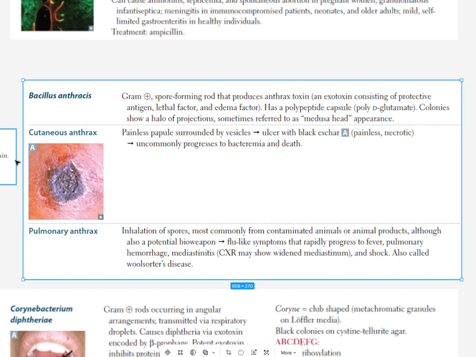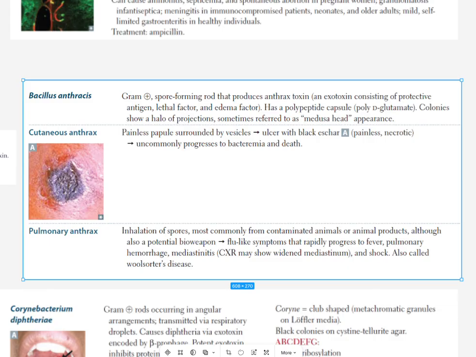Okay, and transmission usually comes from cattle, sheep, or goats, right? So exposure occurs through animal hides or wool, fur, meat, or spores in the soil. And the spores can survive for decades, I must mention it here. Why are these spores important? We're talking about pulmonary anthrax, so it's important to see why these spores are important.